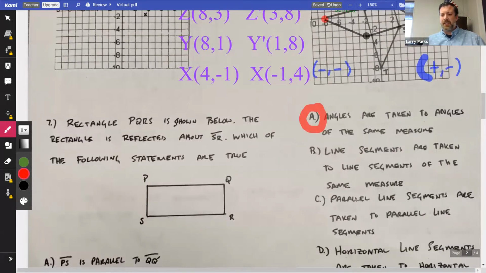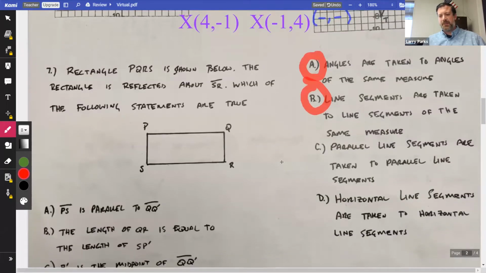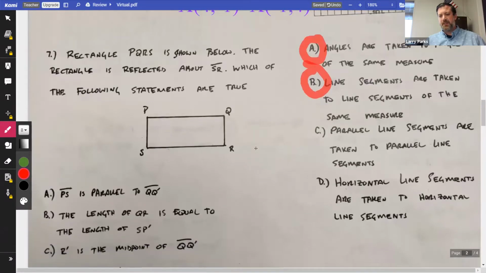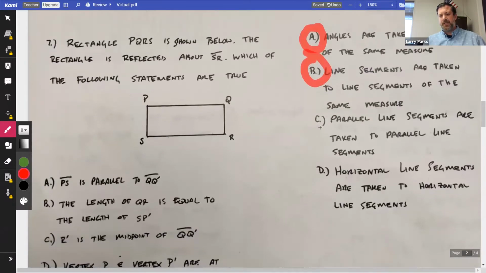Line segments are taken to line segments of the same measure. That's true. The shape does not get bigger or smaller. Parallel line segments are taken to parallel line segments. That's true.